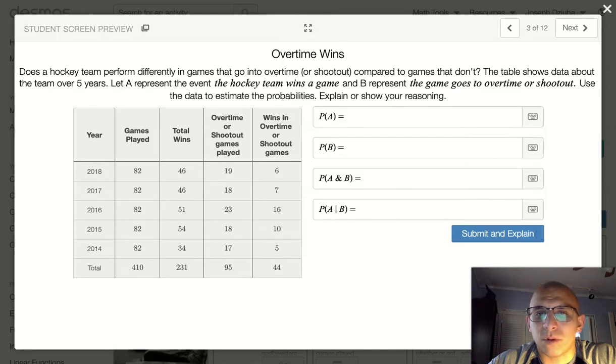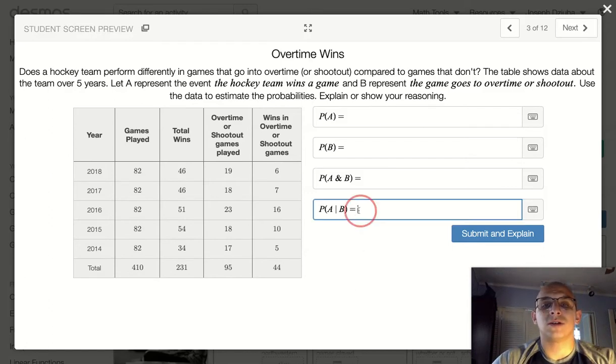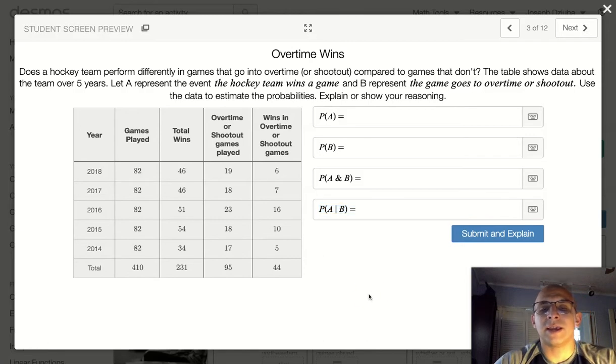So probability of A, probability of B, probability of A and B, those are rather straightforward. Remember this notation here, the probability of A given that B must occur specifies the data that we are looking for in this particular table.